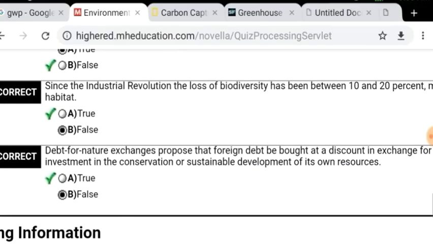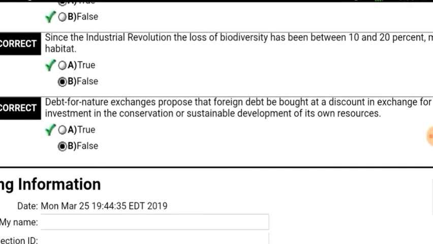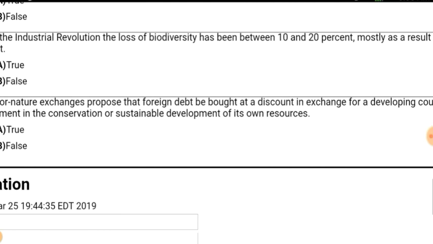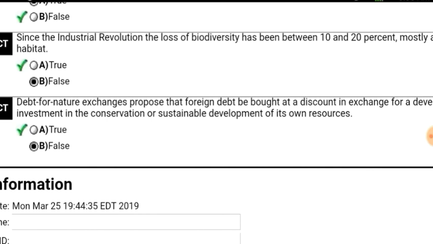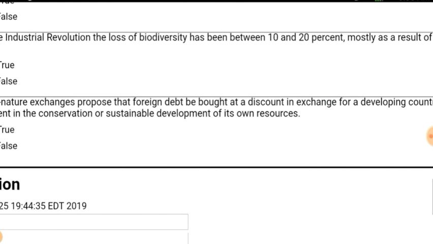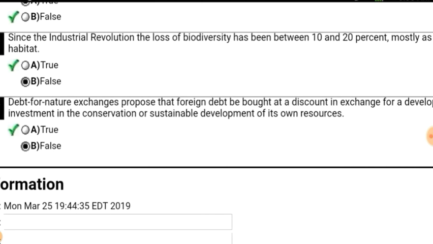Next, debt for nature exchanges propose that a foreign debt be bought at a discount in exchange for the developing country's investment in the conservation or sustainable development of its own resources. True or false? It is true.